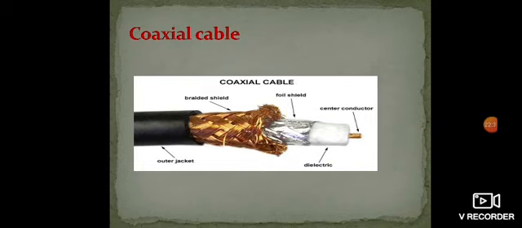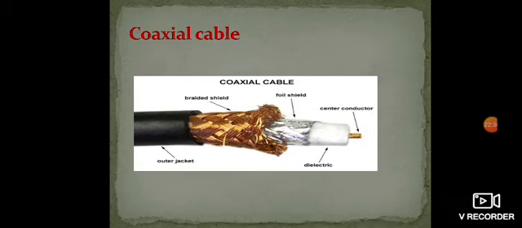As an example, whenever we are using laboratories, we use a CRO, that is a cathode ray oscilloscope. In the cathode ray oscilloscope we have a probe, called a CRO probe. That probe has edges with what is called a Bayonet Neill-Concelman connector.